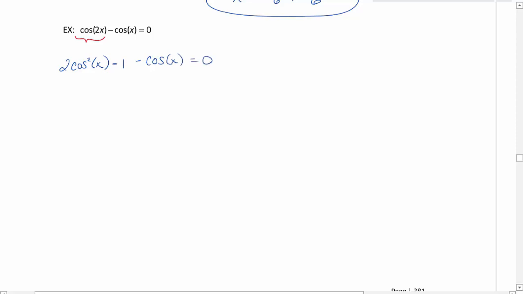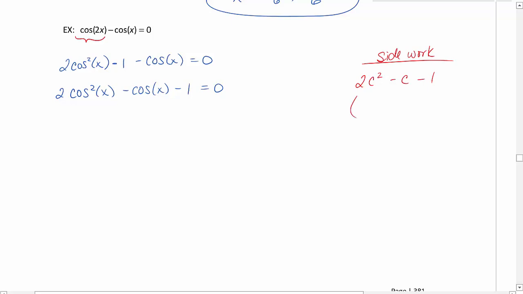I'm going to rewrite this in descending order: 2 cosine squared minus cosine minus 1. And this is a quadratic trinomial, and we do want to factor it, but maybe easier to do the factoring over on the side without all the trig words in there. So this is 2c squared minus c minus 1. And when we factor that, we're going to get 2c plus 1 times c minus 1. So now let's plug the cosine back in to the actual problem. 2 cosine of x plus 1 times cosine of x minus 1 equals 0.